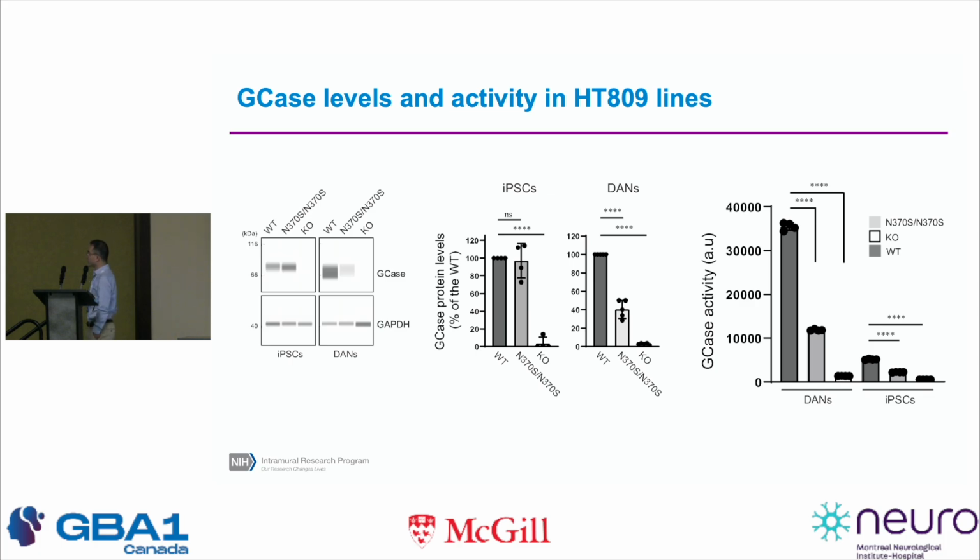We first plotted GCase protein level in both iPSCs and in DA neurons. Overall, DA neurons have a higher GCase level than iPSCs. Very interestingly, the N370S variant reduced GCase protein level in DA neurons but not in iPSCs. When GCase activity is measured using the 4-MU assay, we saw higher GCase activity in DA neurons, and N370S reduced GCase activity in both cell types.